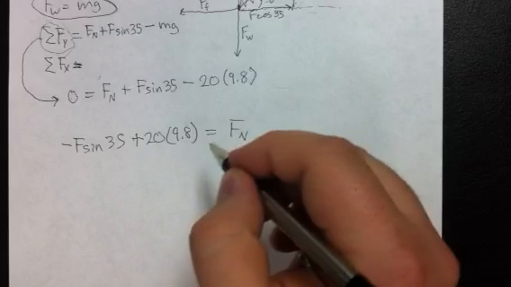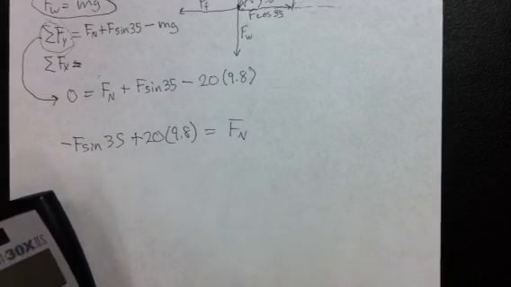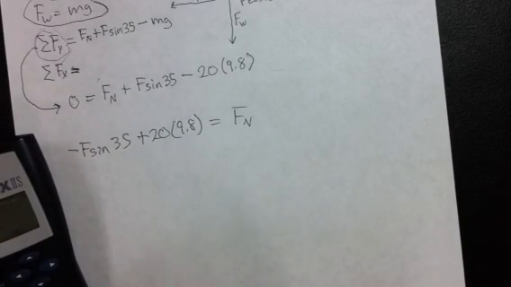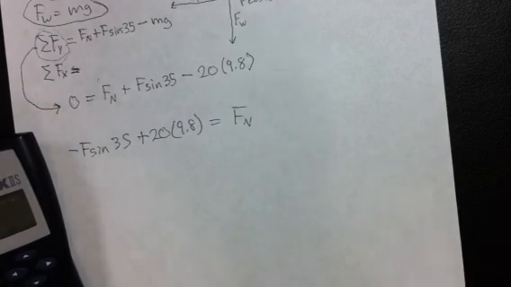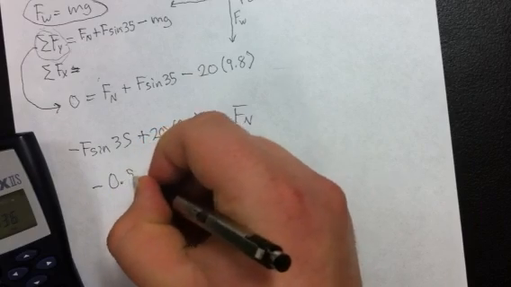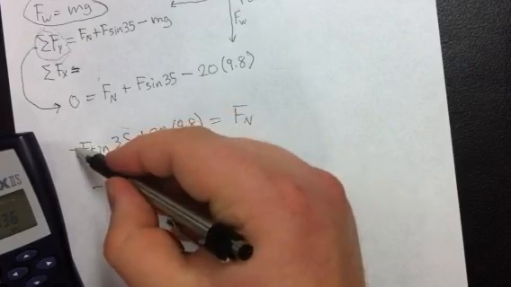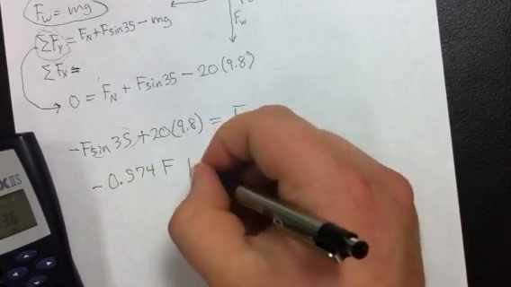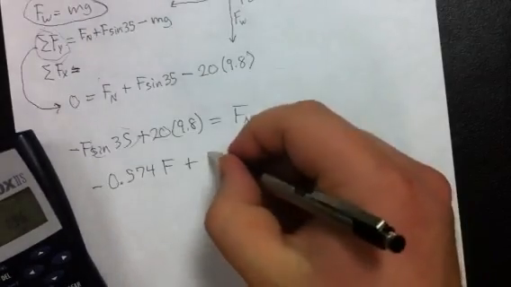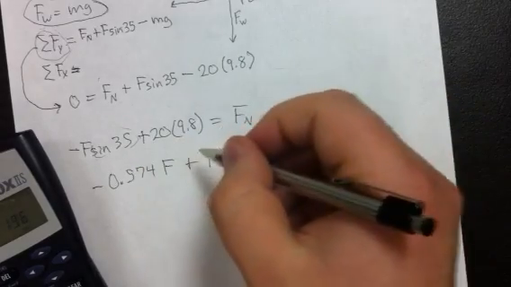So let's go ahead and simplify this a little bit further. I'm just going to put these values in here. If we do the sine of 35, it gives us a value of negative 0.574 times f. I simply solve for the sine of 35 and multiply it by a negative. Plus 20 times 9.8 is 196. This gives us our normal force.